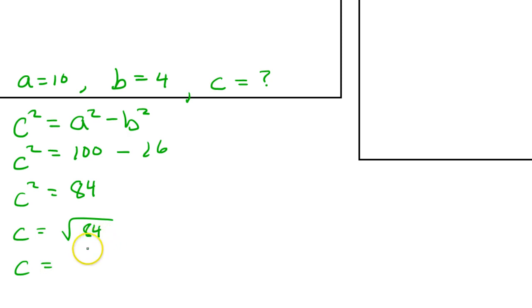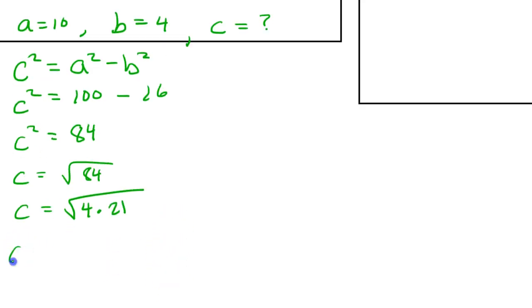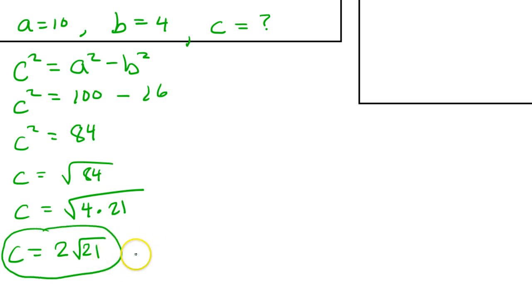And we need to simplify this. Well, 84 is 4 times 21. So that means that c is going to equal 2 radical 21. This is what we're going to use as we build the expression for the foci. But for graphing purposes, it will be useful to have the decimal approximation for this, which is about 9.2.